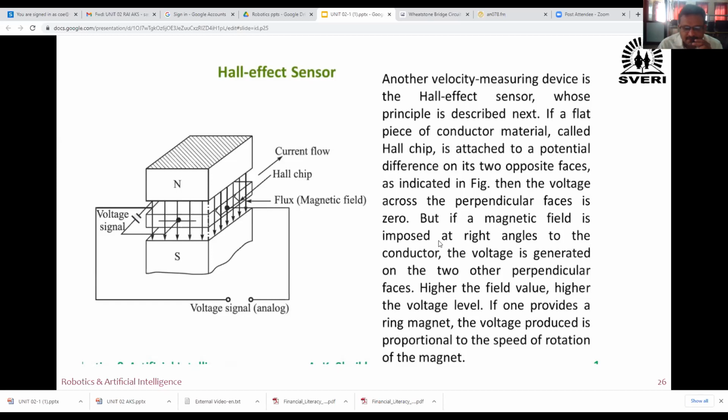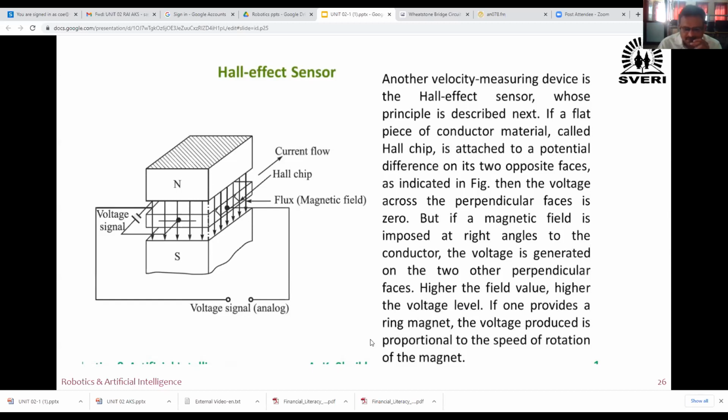But if a magnetic field is imposed at right angles to the conductor, we will place the magnetic field perpendicular to this horizontal surface of the conductor, the voltage is generated on the other two perpendicular faces, to which these two connectors are attached on the Hall chip. Higher the field value, higher the voltage level. Therefore, the higher the magnetic flux, the higher the voltage level.